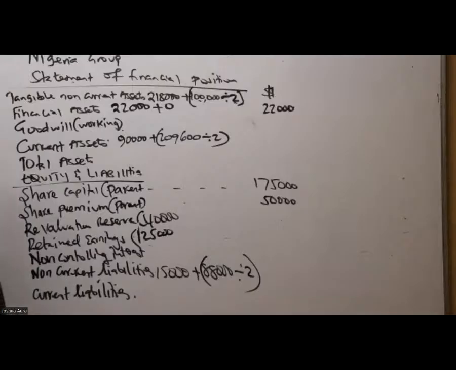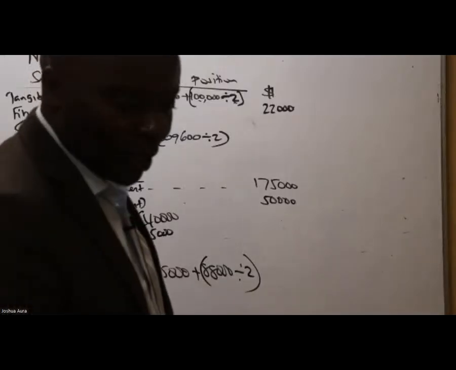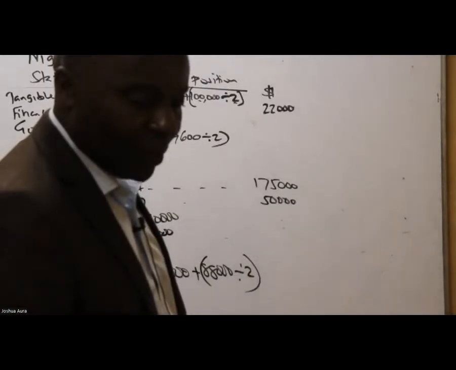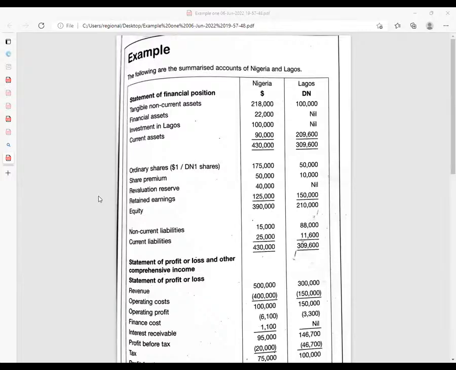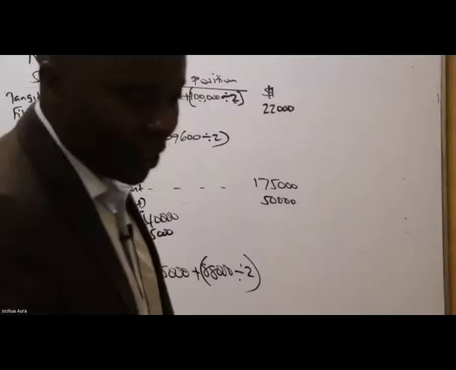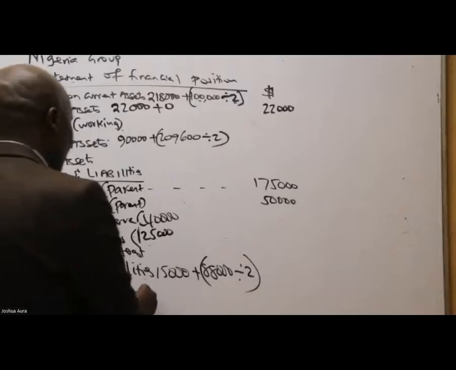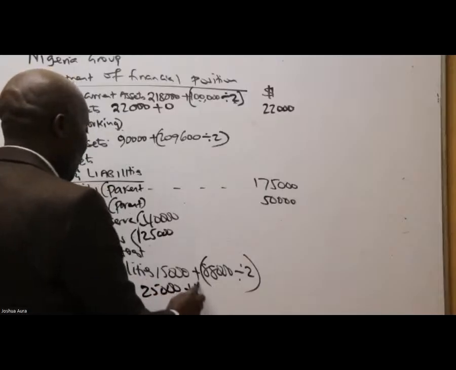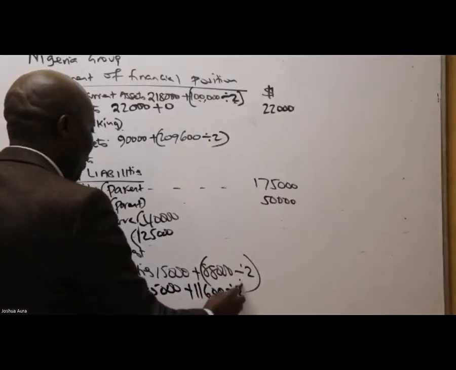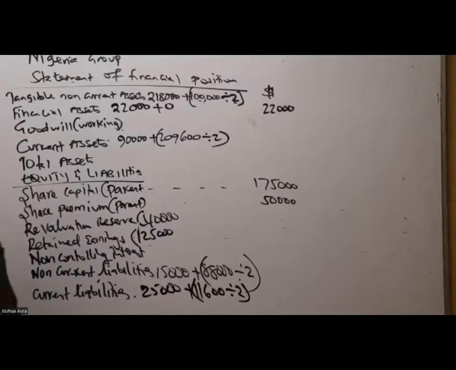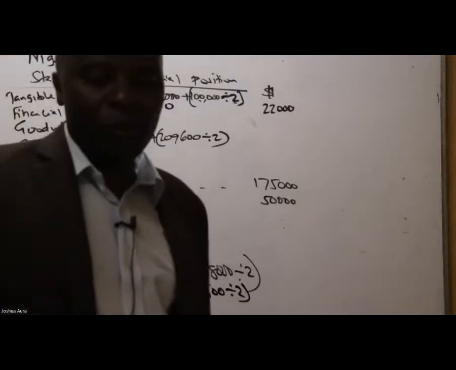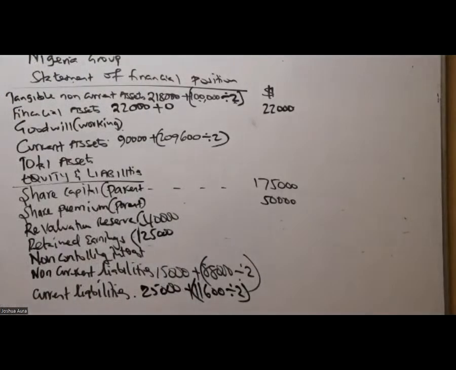So go straight away to the current liabilities. Under current liabilities, what we have here is 25,000 plus 11,600. For the purpose of having the same currency, this one has to be retranslated at the closing rate. Ladies and gentlemen, after you do that, what will be the next thing to be done? Listen to me very well. Now we embark on the workings.